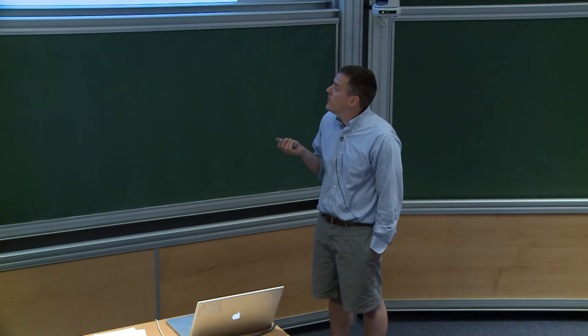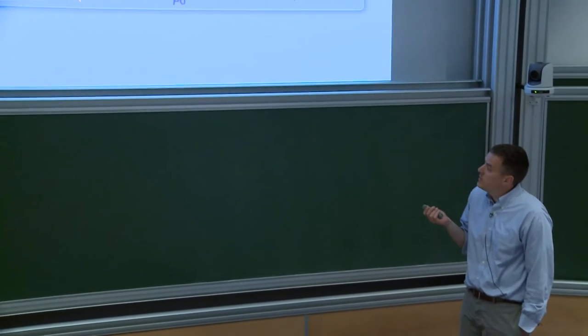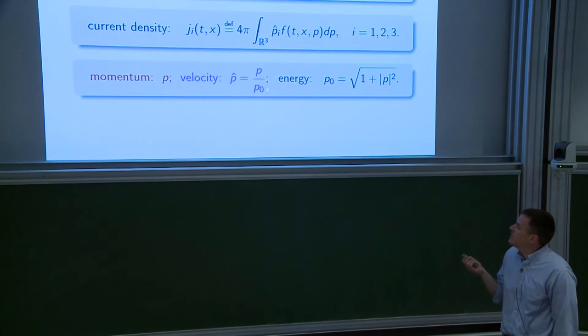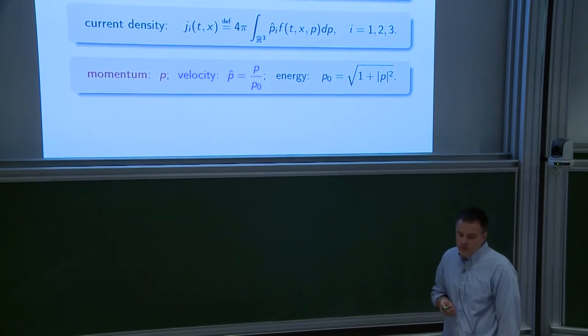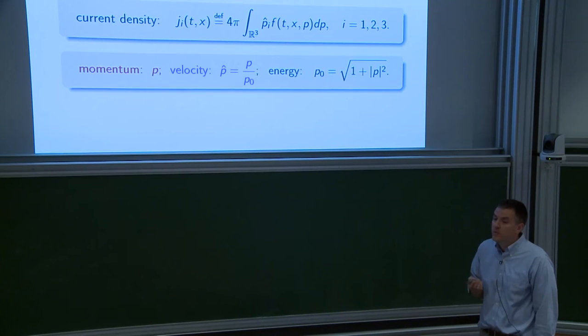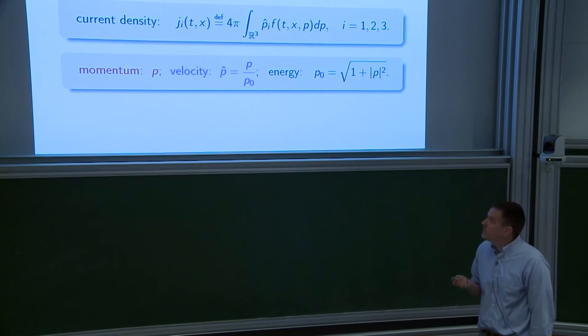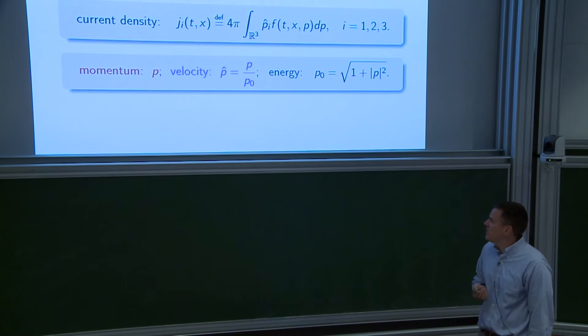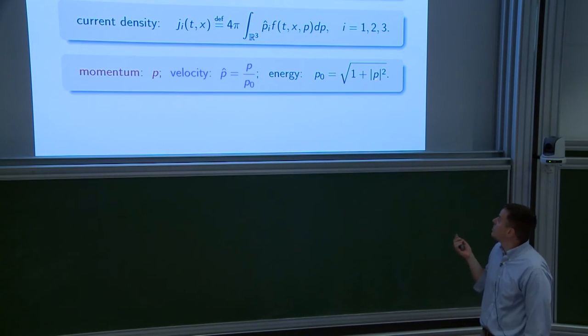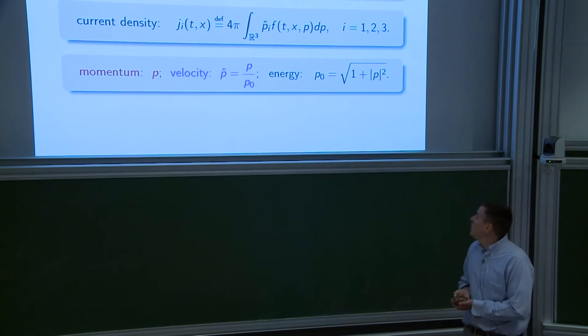Okay, so the momentum is p. As I've said, p is a three-dimensional vector. Then the velocity is p hat, which is p over p zero. Actually, you won't see this notation in the physics literature very much. As far as I'm aware, the physics literature may use p hat for something else. But this p hat notation, as far as I'm aware, was introduced by Glassey and Strauss in their early works on this equation in the 80s. And so p hat is p over p zero, and p zero is the relativistic energy. It's the square root of 1 plus p squared.